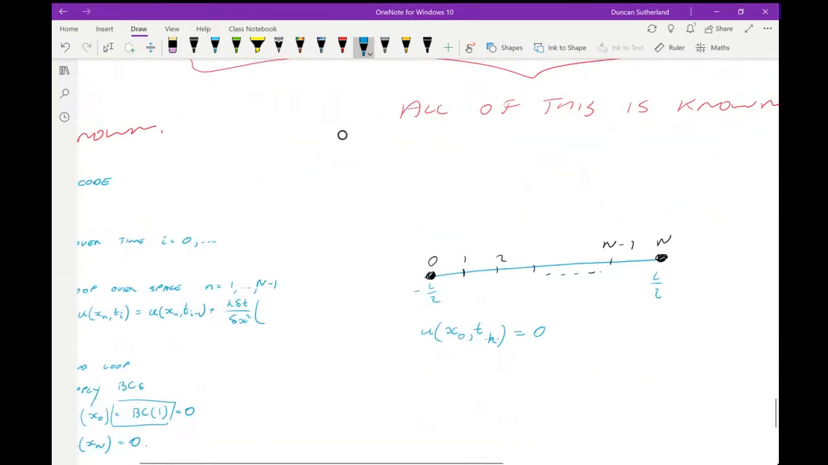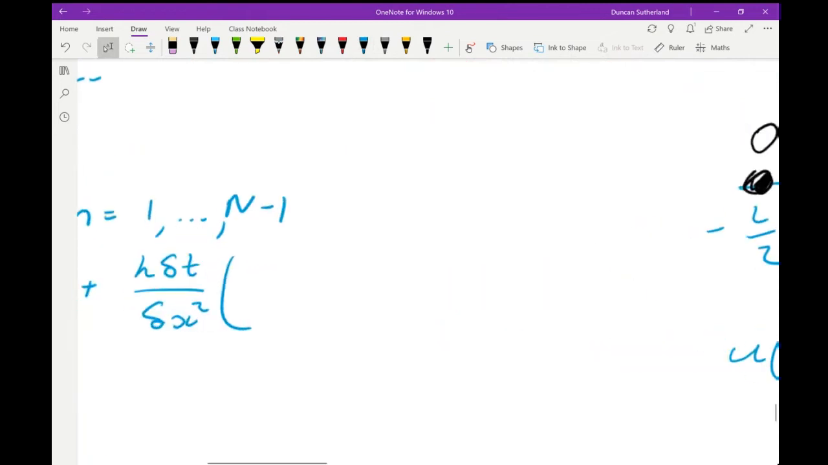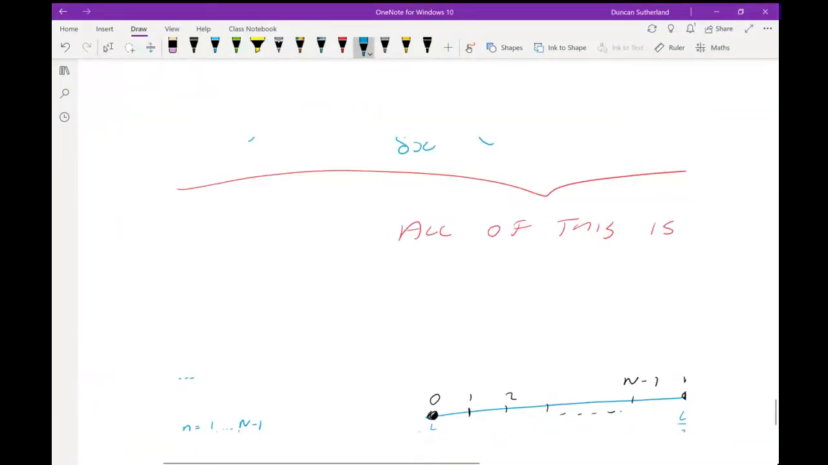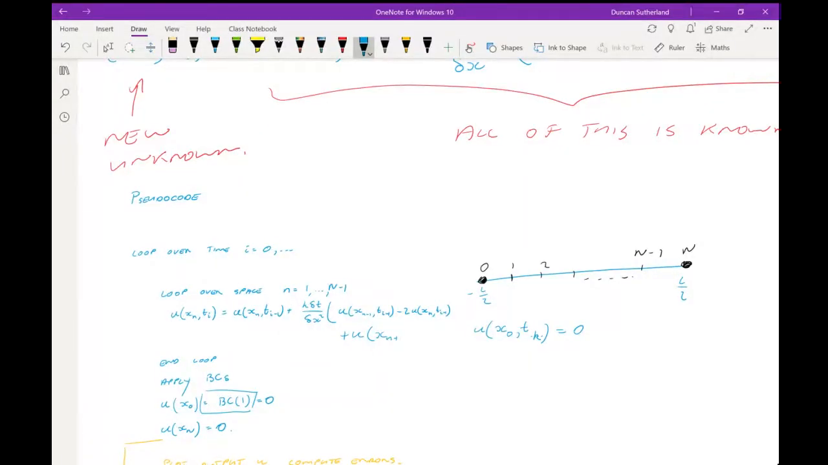So that's the coefficient that we worked out. There's a u, x, n minus 1, t, i minus 1. This gets a minus 2. Let's just make sure I've got that right. Yep. And then my last u, like so. We do that in there, right?